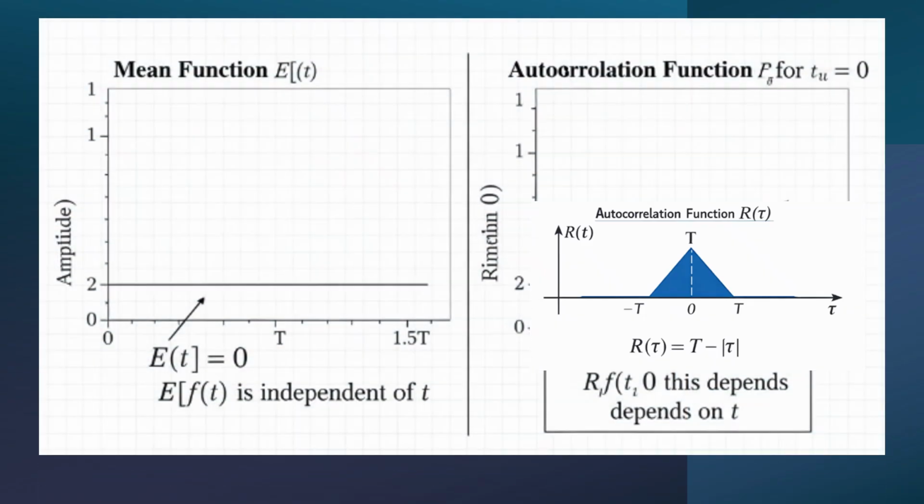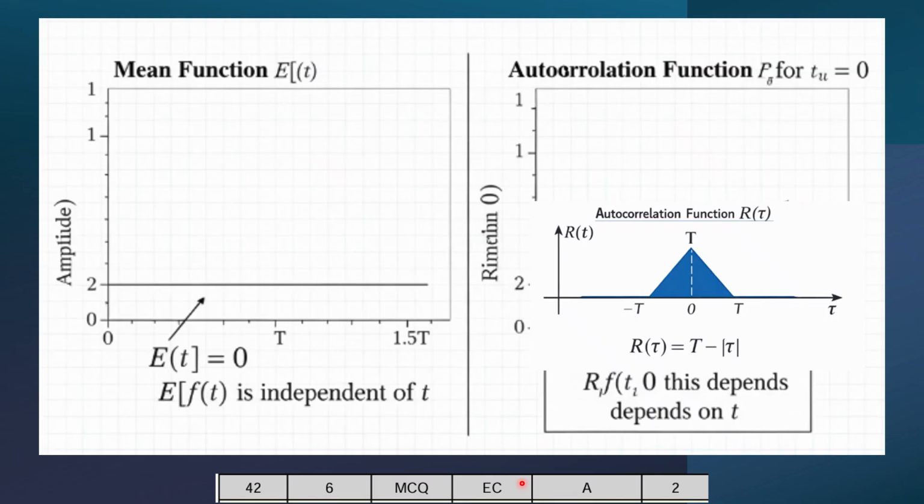Overall, your mean will be 0, since E of t is equal to 0, so that is independent of time. The autocorrelation is a type of triangular function, so it depends on time. So answer A is correct, where your mean is independent of time and autocorrelation is independent of time.